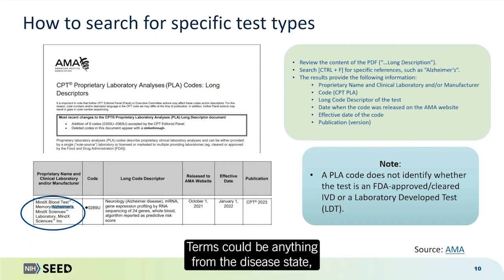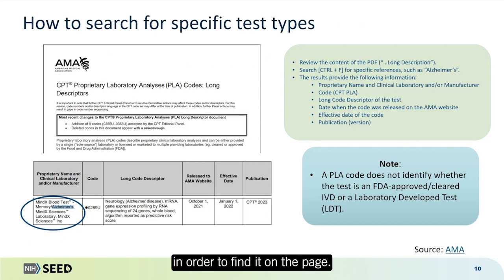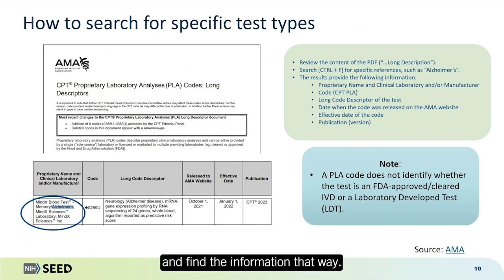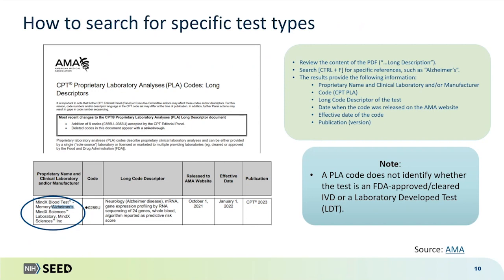Terms could be anything from the disease state, the modality, a gene marker, the type of sample, anything you would find in the long descriptor, you can certainly put into the keyword search in order to find it on the page. Alternatively, if you know the code and you want to find out what test is associated with the code, you could put the code in as your search term and find the information that way.